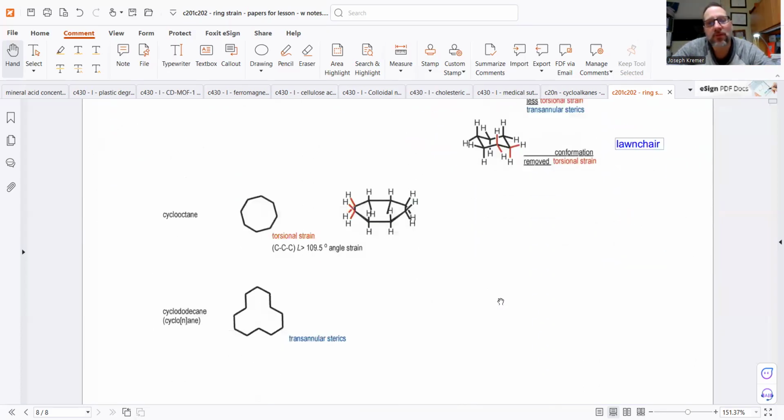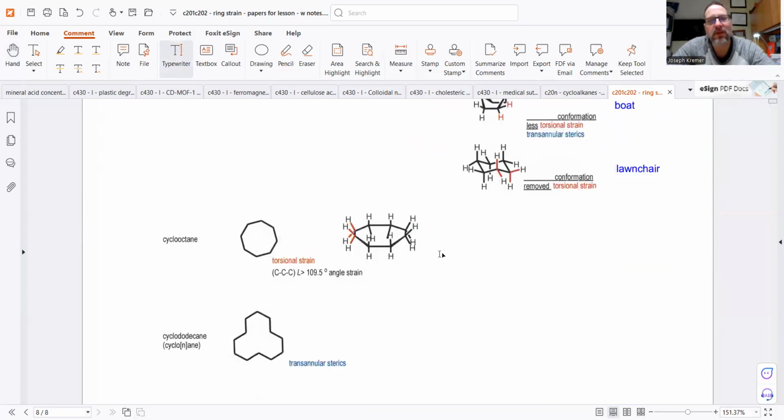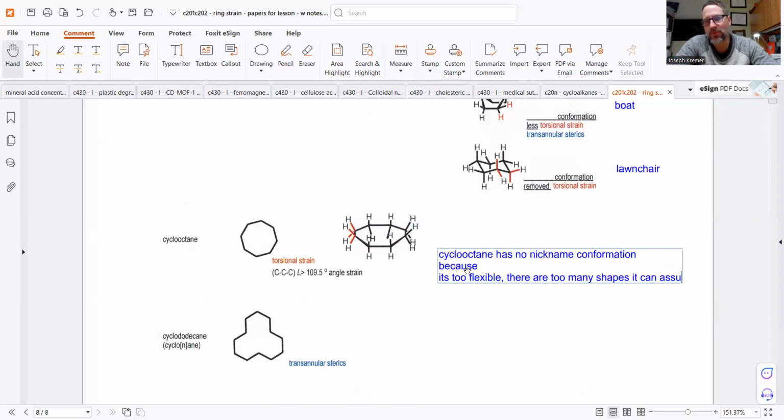Cyclohexane. And I would assume, and I will go with it, that cyclooctane has no butterfly or envelope or chair nickname conformation because it's too flexible. There are too many shapes it can assume, too numerous to mention. The more atoms, the more degrees of freedom, the more shapes.